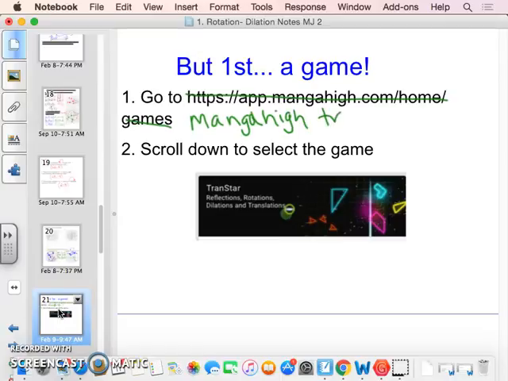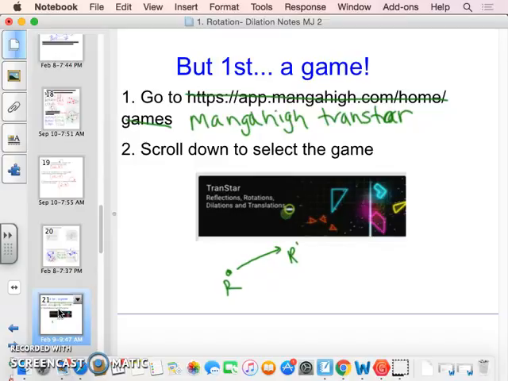And type in the word Transstar in your browser. And I'm going to show you kind of how to play this game. It's a great review for all the 3 different transformations we've learned thus far. A translation, remember that's a slide. So your point for a translation, like your point R, is going to slide to point R prime.